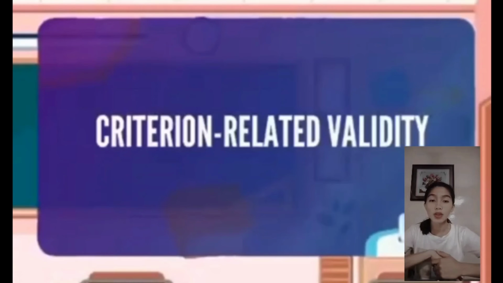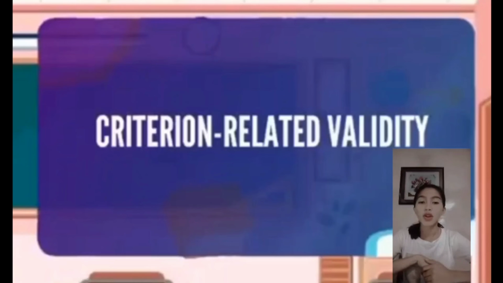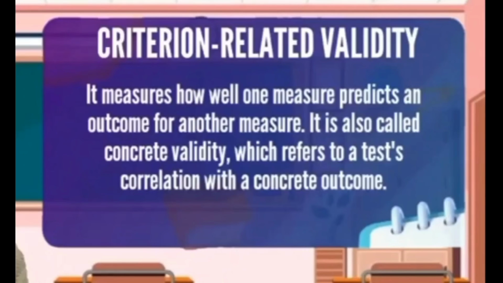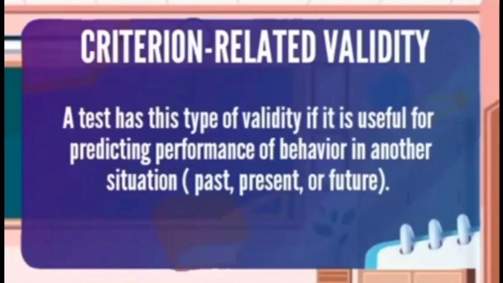So the second type of validity is criterion-related validity. There are two types of criterion-related validity, but first I will define what criterion validity is. Criterion-related validity measures how well one measure predicts an outcome for another measure. It is also called concrete validity, which refers to the test's correlation with a concrete outcome. It is useful for predicting performance or behavior in another situation, past, present, or future.